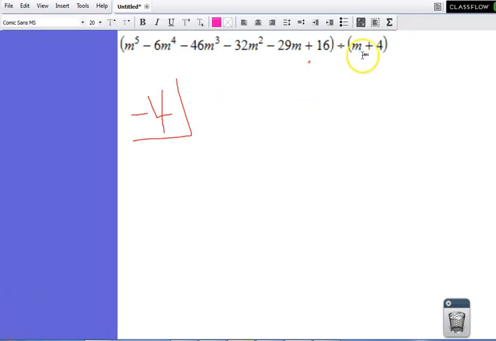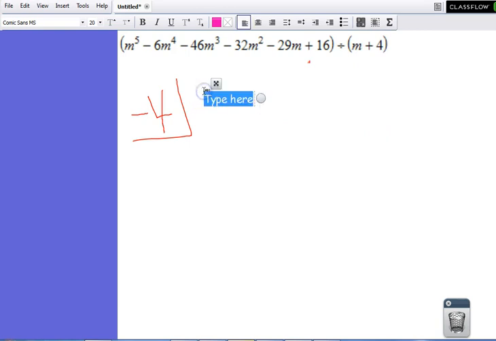Alright, this problem. Yes, I can use synthetic division, dividing by a binomial again. Do I need placeholders for my coefficients here? No. I went from exponent of 5 to 4 to 3 to 2 to 1 to none. So we are Gucci, as the kids say. Now, why did the negative 4 go in my box for synthetic division? Because I had a plus 4 over here.